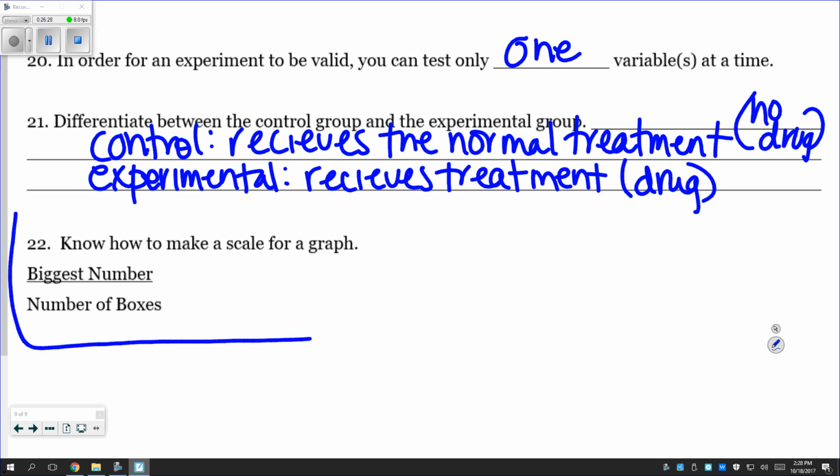There will also be a graph. If you're uncomfortable making a scale, remember that formula. You find the biggest number in your chart, and then you divide that by the number of boxes. The number of boxes along the x-axis, and then for the second part, the number of boxes along the y-axis. All right, so that is it for review.